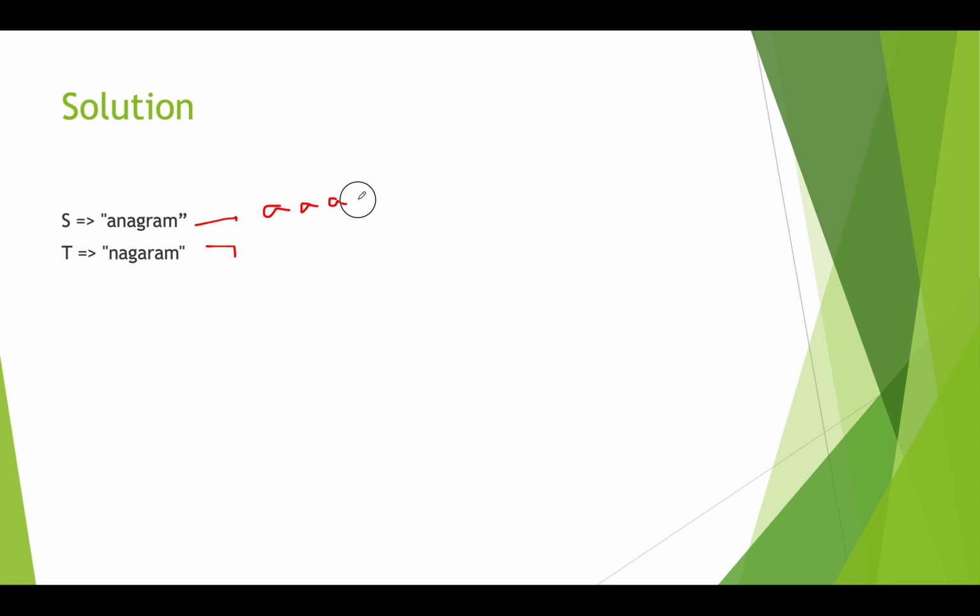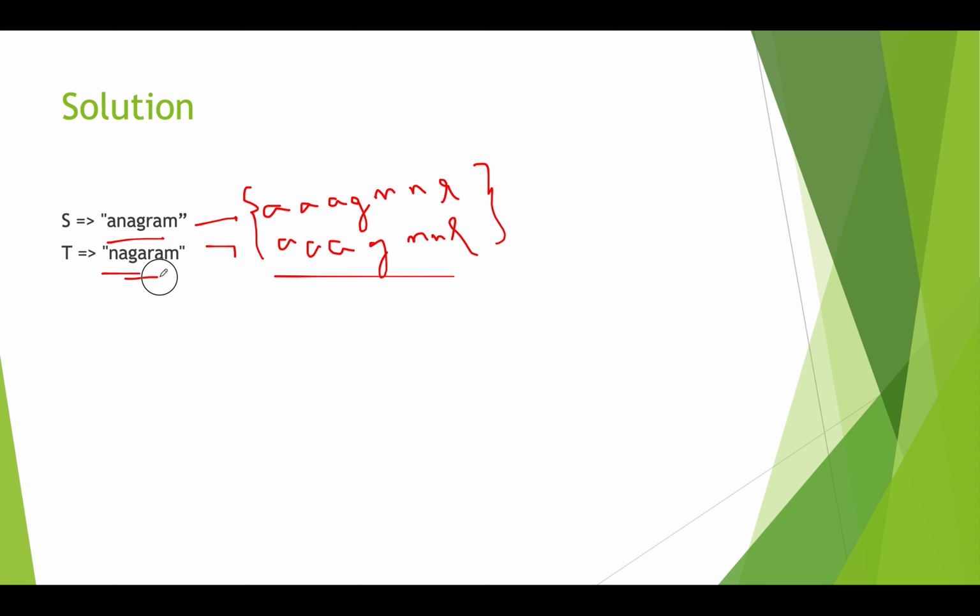A, A, A, G, M, N, R. And similarly, when you sort this, triple A in the lexicographical order, G, M, N, R, and these two strings become equal. You have put a forced order on both these strings, and after the sorting is done, if these strings turn out to be equal, we return true. If they turn out to be different, you return false.